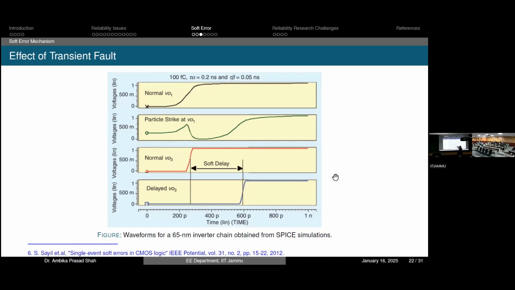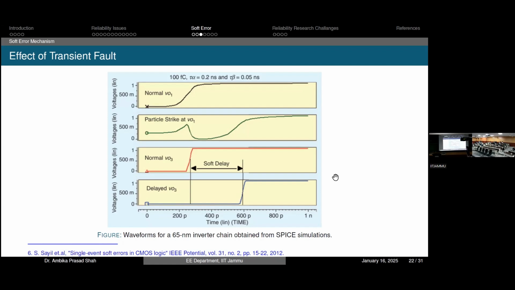Initially, let us assume I do not have any spike. If I don't have any spike, I was expecting the output of the first, VO1, to be something like this one. Initially it was 0, and now it is changing from 0 to 1. So this is simply the output of an inverter, which is changing state from 0 to 1 or 1 to 0. But now, let us assume one particle strikes at this point.